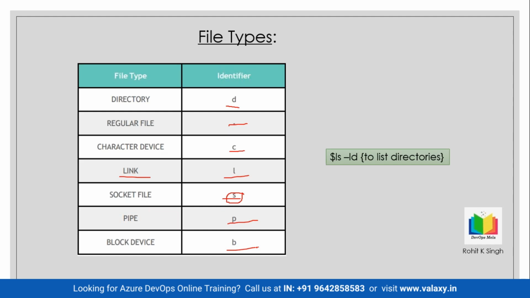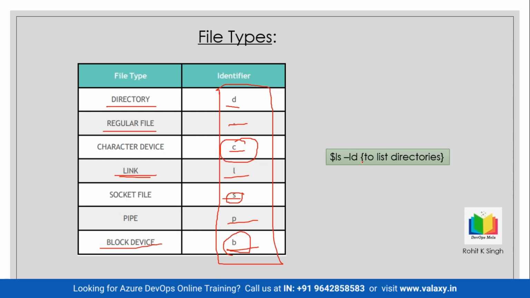Block and this character file are almost the same. They represent device files such as hard drives, monitors, etc. Block is basically your hard drive. So this and this are mostly the same, guys: character device and block device. So these are the file types, and these are the identifiers. How do you identify what type of file it is? Most of the time you will find a directory, a regular file, a link file, and sometimes, if you are attaching any additional hard drive or anything as such, then you will find a block device.